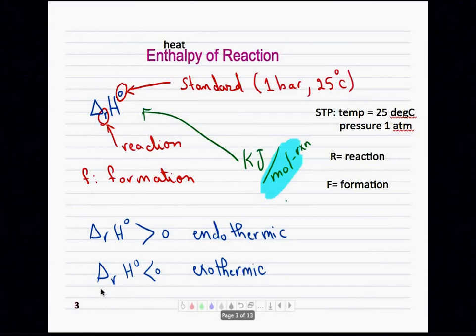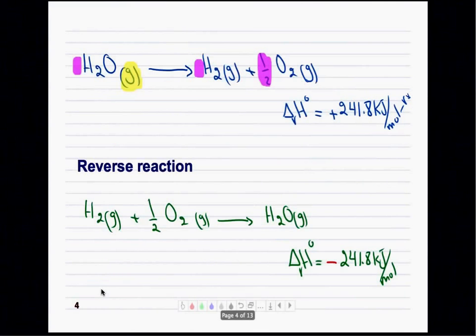But we call it the enthalpy because it is for a reaction, not a process, not melting, not heating, not something like that. Okay, so let's learn about how we deal with this enthalpy, how we're going to calculate the enthalpy of some reactions. Now, let's start with this reaction, which is water gas. It decomposes to give H2 plus half O2, and the delta H for this reaction as given is 241.8 kilojoule per mole reaction.